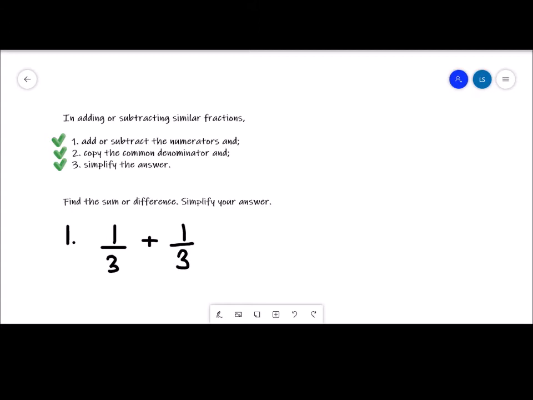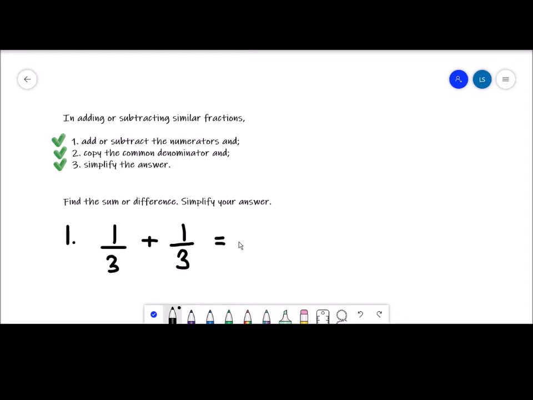So for example, let's read the direction first. Find the sum or difference. Simplify your answer. For number 1, we have 1/3 plus 1/3. So we're going to add. Now, we're going to write our solution. So we have first the equal sign and then follow step 1. So add or subtract the numerators. So we're going to add the numerators.